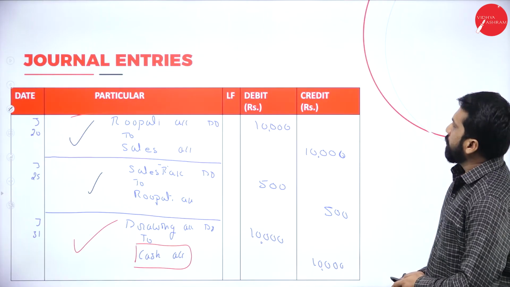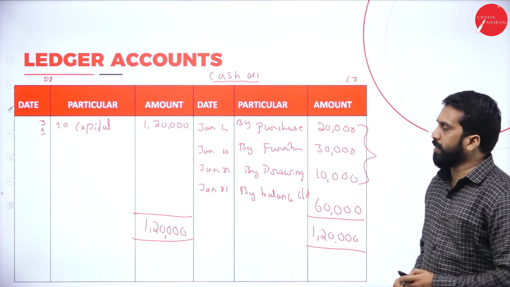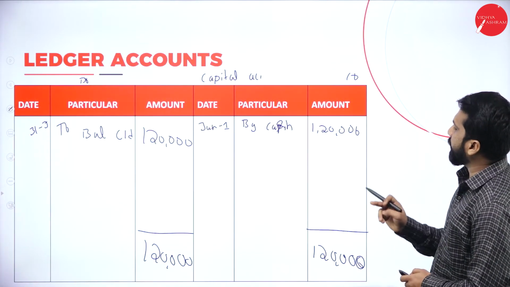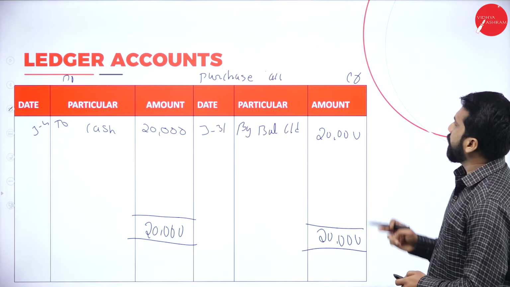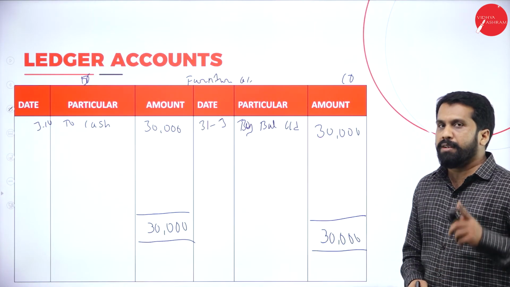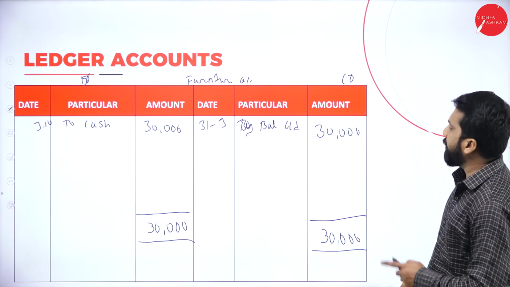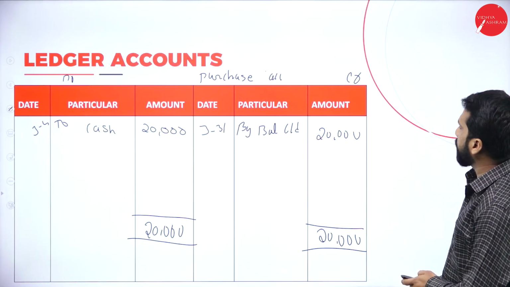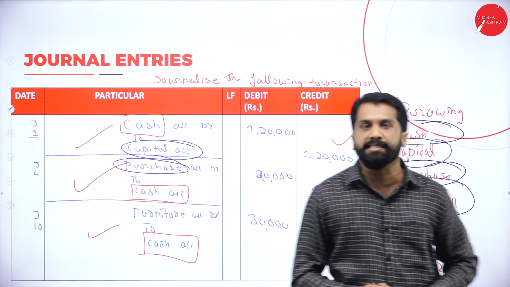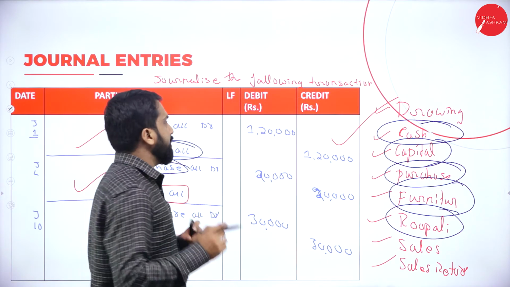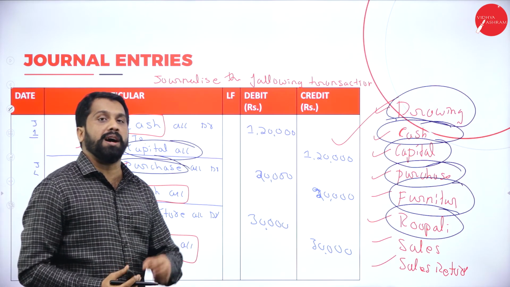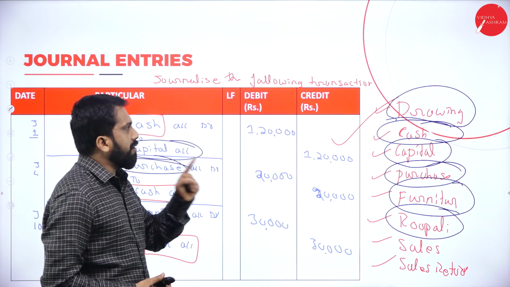Now, we did cash account 1, Rupali account 2, capital account 3, purchase account 4, and furniture account 5. For your safer side, I'll do one more also. Furniture is also over. You want drawing, sales or sales return? We'll go for drawing. Sales and sales return will be your homework. Now, I'll go for drawing account.